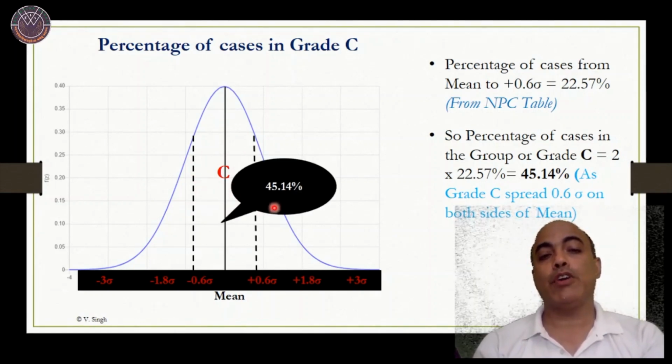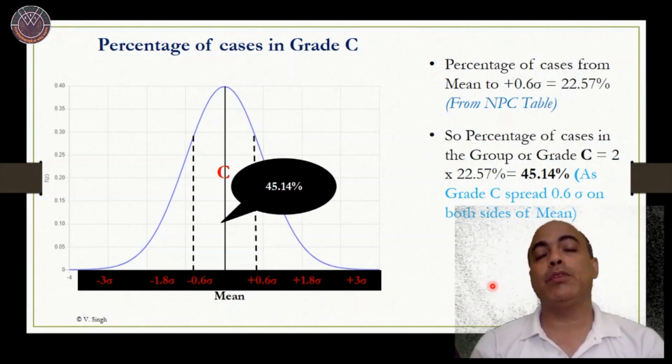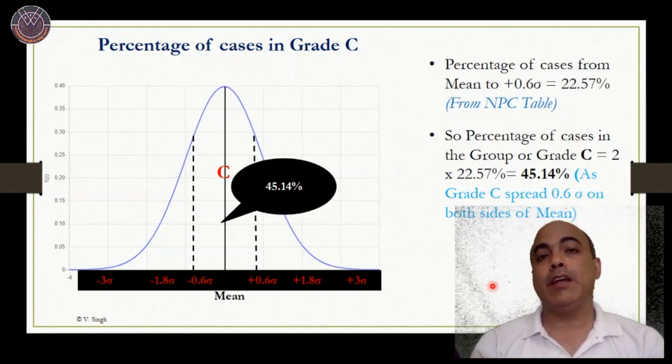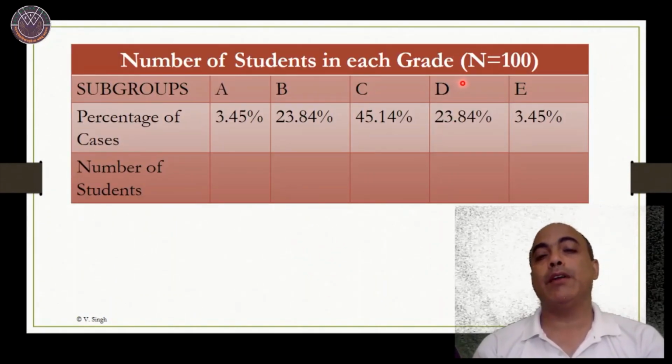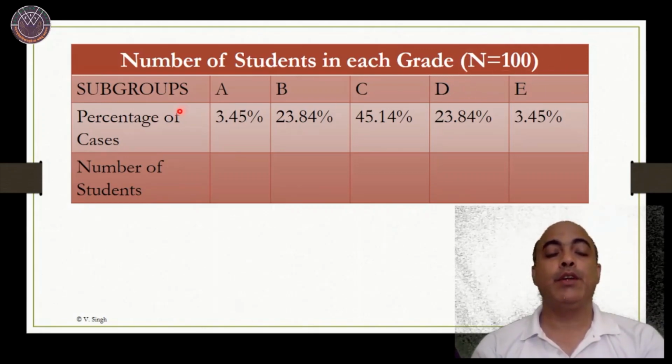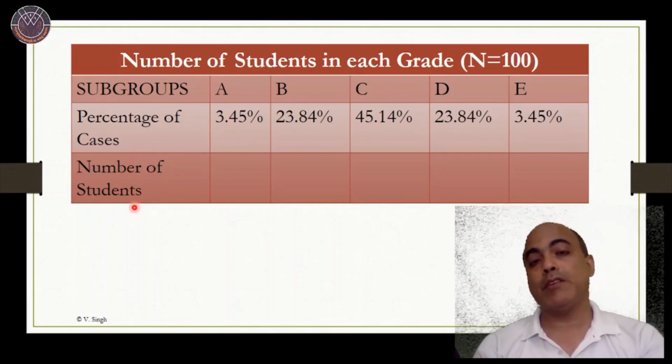So we have got 45.14% cases lying in grade C. We have got the percentage of cases in all 5 subgroups, in each category. Now we can use simple mathematics. We know that our total number of students was 100, and we have found the percentage of cases in each category A, B, C, D, E. So using simple mathematics, we can get the number of students in each category.